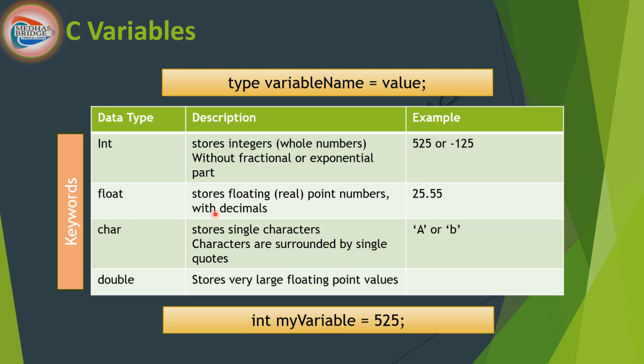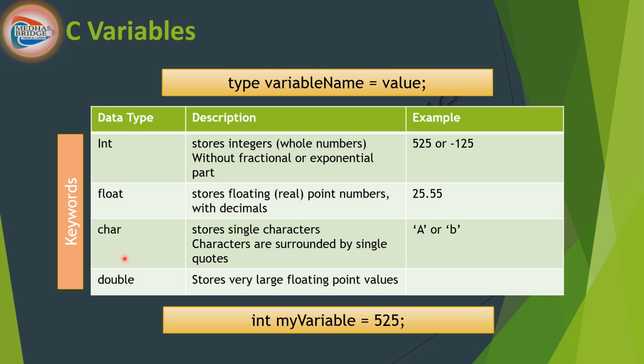Float means storing a real value, a whole number dot decimal value, is what we are referring to as float. Char stores a single character, enclosed by single quotes. This is how you see it. So a single character can also be stored using a variable. We have double, which is basically a kind of float, but storing large floating values. Clear? So int, float, char, double are most frequently used as data types in C.